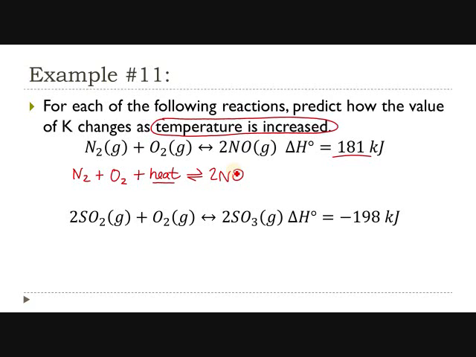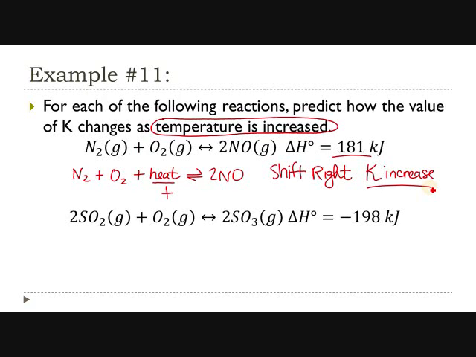Okay, so if we're increasing the temperature, that means we are increasing on the side where the heat is. So we're adding to the reactant side. If we add, we shift away. So the shift will be to the right because the heat is on the reactant side. And we just said when we shift right, then the K will increase.